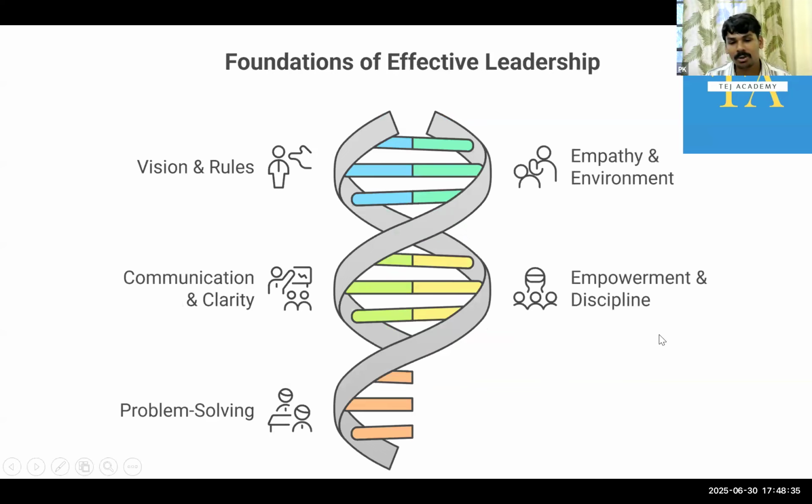Okay. Then let us look into the foundations of effective leadership. The last thing, let us look into the foundations of effective leadership. That is leaders' vision and rules. You should always be clear with what is your vision as a teacher leader. And you should always have set rules which you should follow as a leader. And a clear vision from a teacher leader translates into well-defined group expectations, which is very important. Then empathy and positive environment.